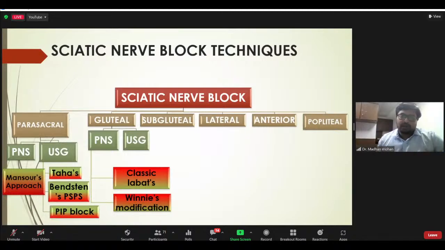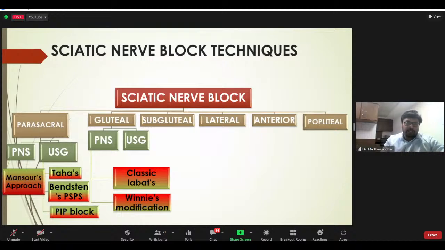Now, there are different techniques available to block the sciatic nerve. We have landmark techniques, PNS guided techniques, USG, and both, that is the dual technique. For the parasacral, we have Mansoor's approach for the PNS guided technique. For USG, there have been so many modifications, and what is clinically relevant and easy for day-to-day practice will be Taga's approach. And PSPS was introduced some 4-5 years back. And lastly, 2-3 years back, the PAP block has been introduced, which is the parasacral ischial plane block.